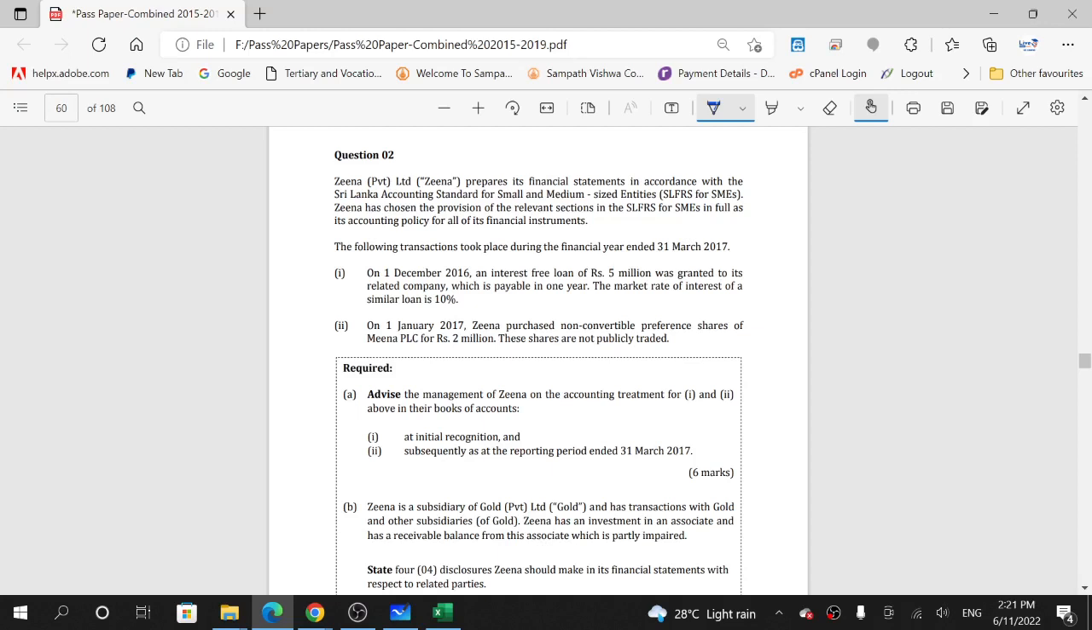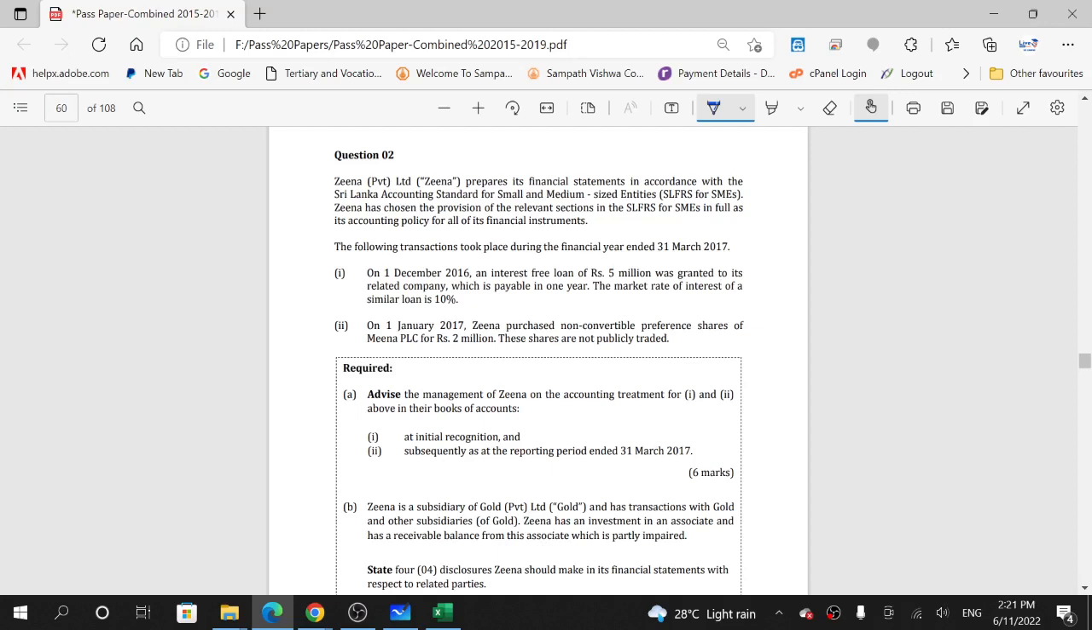Part 2. On 1st January 2017, Zena purchased non-convertible preference shares of MENA PLC for 2 million. These shares are not publicly traded. Right? They have taken some other shares, and those shares are also not publicly traded, which means there will be issues related to getting the fair values. Right. So those are the two issues that we have.